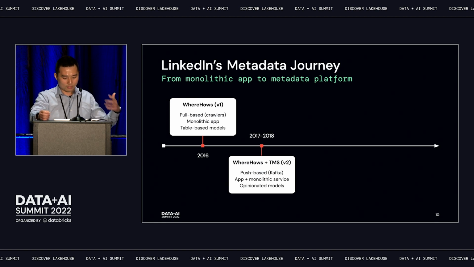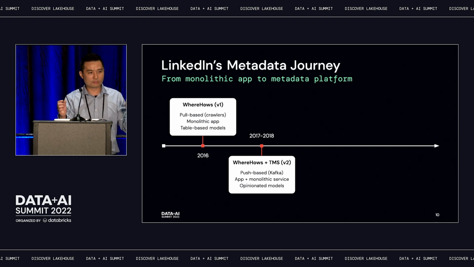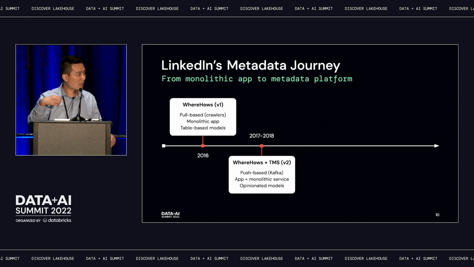So it's no longer simple, and can no longer be supported by a simple monolithic app. In fact, we rebuilt this from the ground up, where we built a proper service, a metadata platform service. And then we also have some opinionated model around metadata. And all the metadata, instead of coming in from a crawler that goes and pings a system and grabs metadata, we flipped the table around and said, we'll get the metadata pushed from the source system to us directly through Kafka. One of the benefits of that is obviously real-timeness, so you can get metadata immediately.